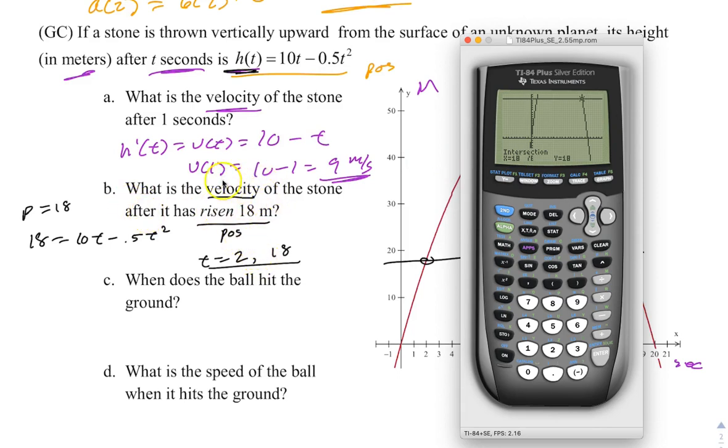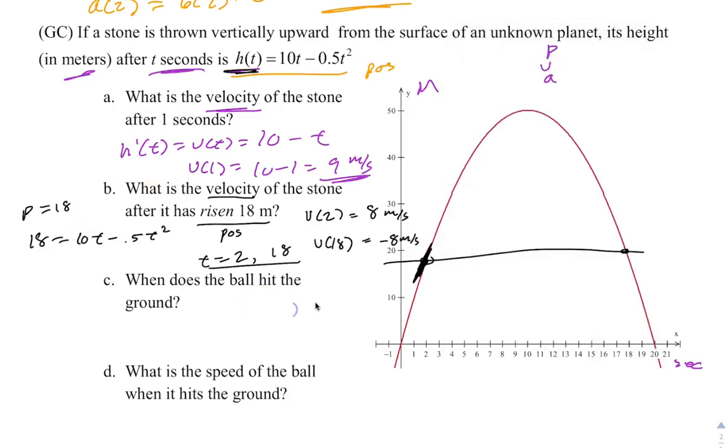But remember, the question wasn't that. It was what's the velocity. So I gotta find out what v of 2 is and what v of 18 is. V of 2 is just gonna be 10 minus 2, which is 8 meters per second. V of 18 is gonna be 10 minus 18, so negative 8 meters per second. And that makes sense, right? At 2 seconds, the stone is going up, positive slope, so positive 8 meters per second. At 18, my stone's going down, so the slope is negative, so it's falling, negative 8 meters per second. So it makes sense.